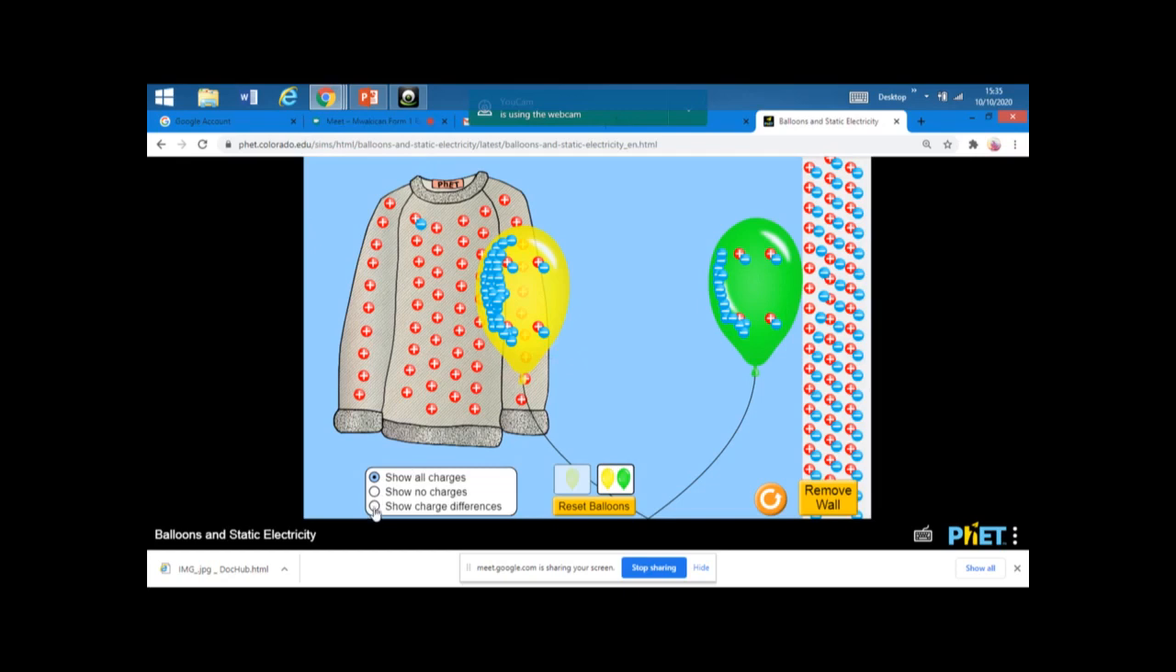The balloons can get charges from the surrounding. And what happens when a balloon is rubbed with a piece of cloth? What charge does it get? When a balloon is rubbed with a piece of cloth, what charge does the balloon have? Positive. Negative. So which is it? Negative. Negative. Very good.